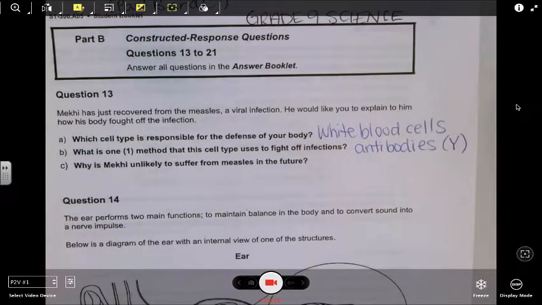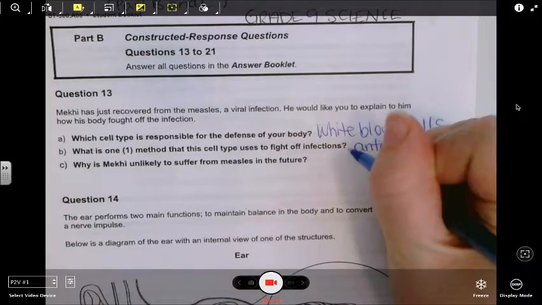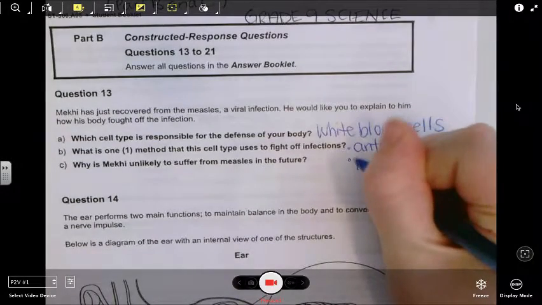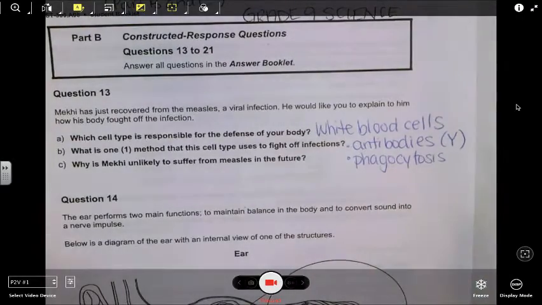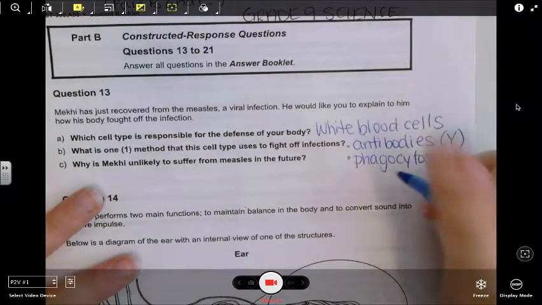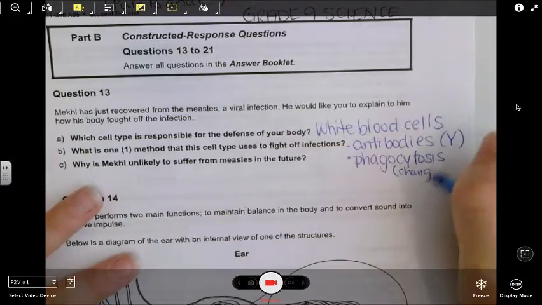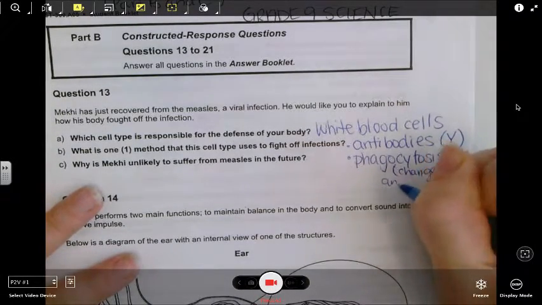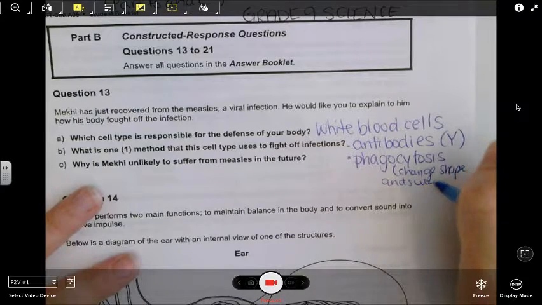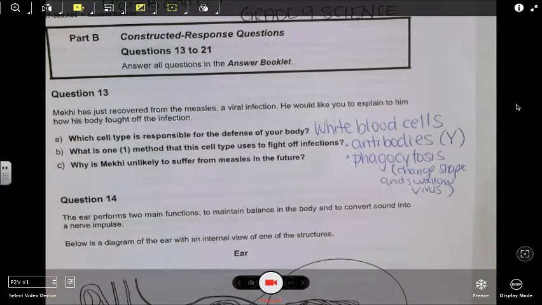Okay, so there's antibodies, and the other way is called phagocytosis, which is when they change their shape and swallow the virus. Okay, so they fight off the thing that's the bad guy, called the antigen, and they would be able to swallow that whole.